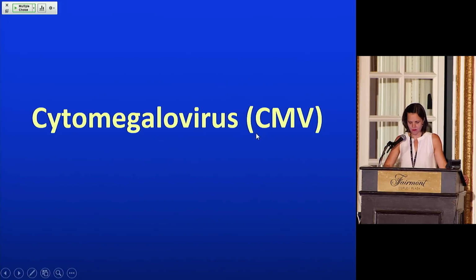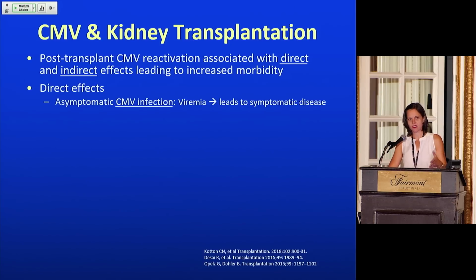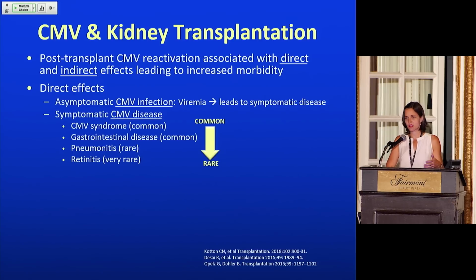Okay, so let's talk about CMV. Post-transplant CMV reactivation is associated with direct effects and indirect effects that lead to the complications. So the direct effects, the first thing that can happen is you get asymptomatic viremia. The only reason we care about this is because we want to treat it before it becomes symptomatic. So what are the symptomatic manifestations? CMV syndrome, which I mentioned is the most common.